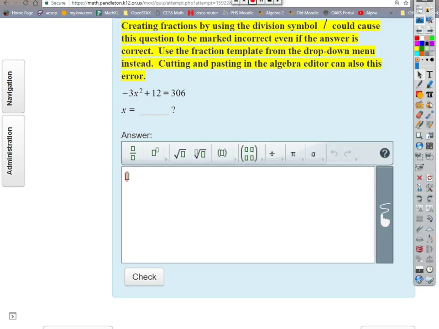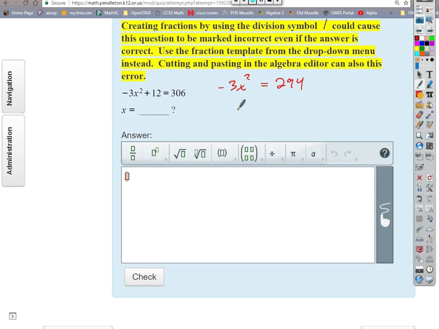Divide by 3 first? Well, now hold it. What's the order got to be? You got to do PEMDAS backwards. So when you're isolating x, definitely what's the first thing you have to do? Subtract 12. Good, good. So we're going to do negative 3x squared equals 306 minus 12 is 294.